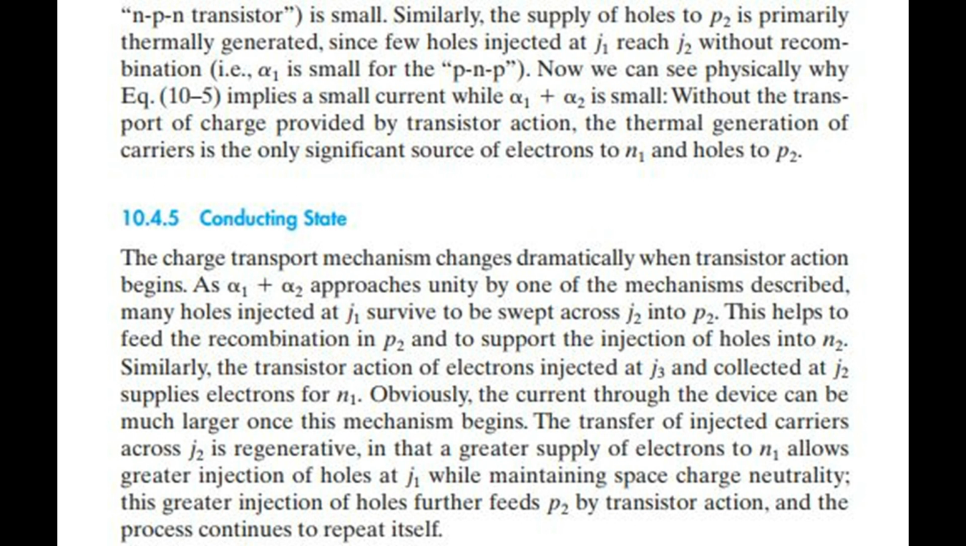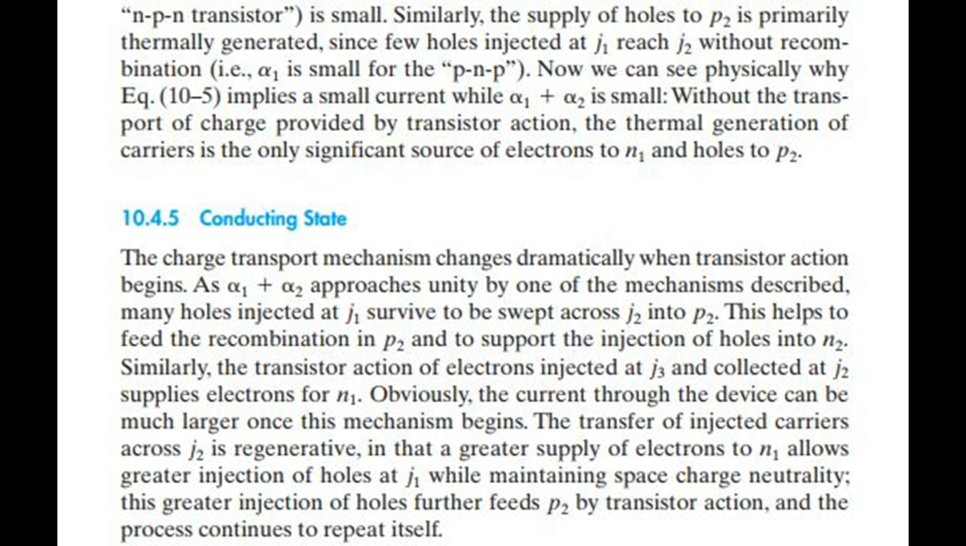Conducting state. The charge transport mechanism changes dramatically when transistor action begins. As α1 plus α2 approaches unity by one of the mechanisms described, many holes injected at J1 survive to be swept across J2 into P2. This helps to feed the recombination in P2 and to support the injection of holes into N2. Similarly, the transistor action of electrons injected at J3 and collected at J2 supplies electrons for N1. Obviously, the current through the device can be much larger once this mechanism begins.